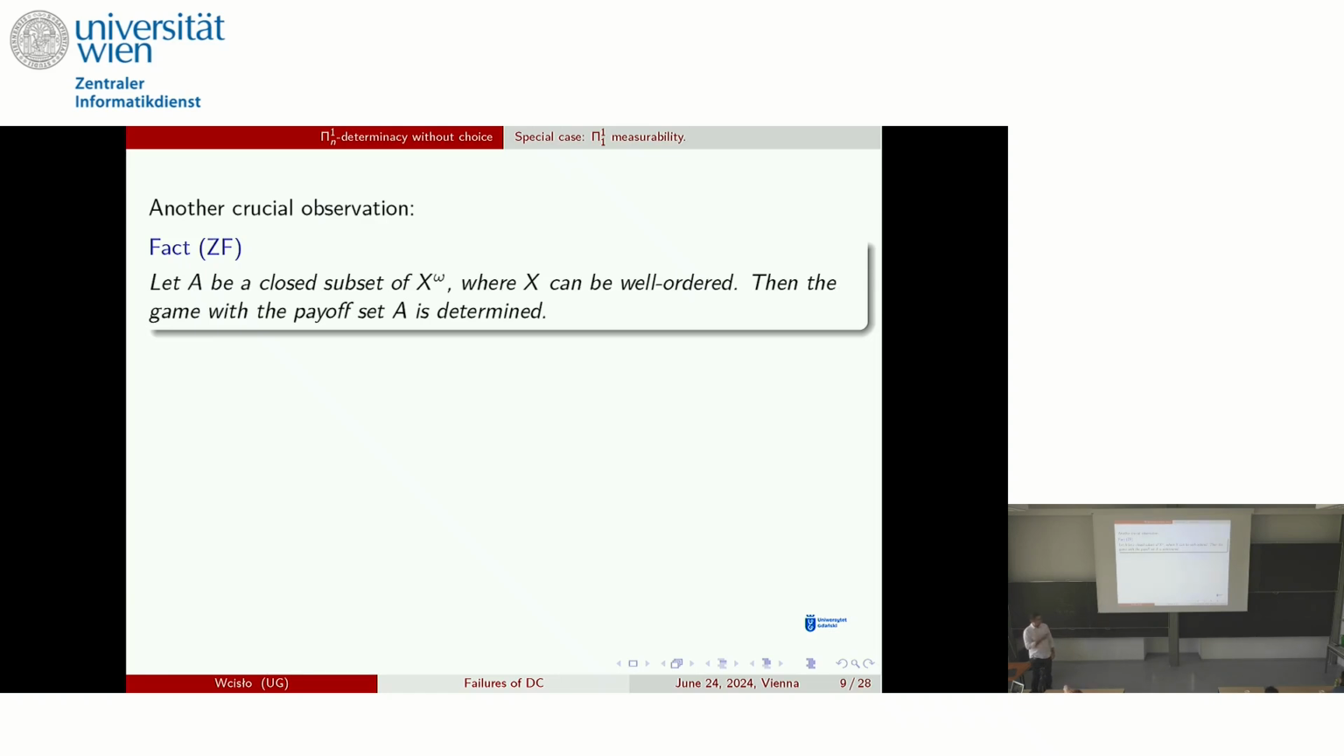Now, a subtlety that you might be worried about: determinacy for closed games is not a theorem of ZF. Actually, it probably doesn't follow from ZF.